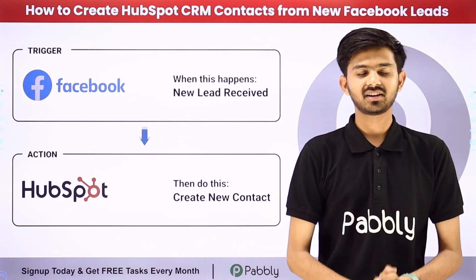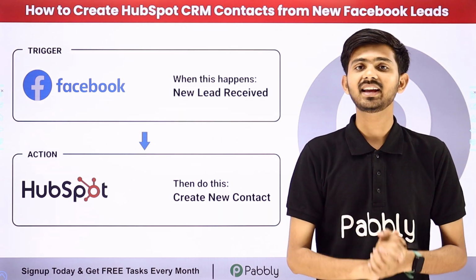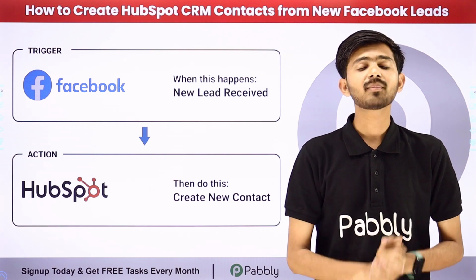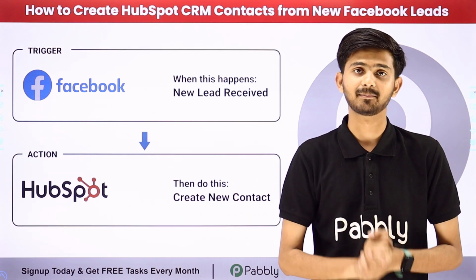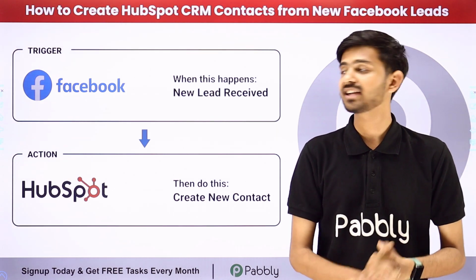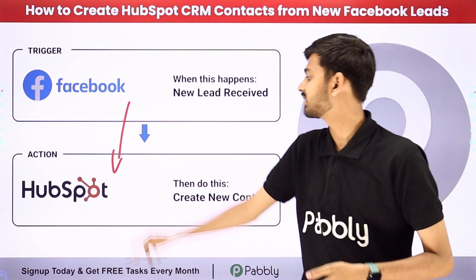So here my objective is that whenever I receive a new Facebook lead from Facebook lead ads, then automatically, by using those lead details, I'm going to create a new contact in HubSpot CRM. For that, I have to build a simple connection between Facebook lead ads and HubSpot CRM.